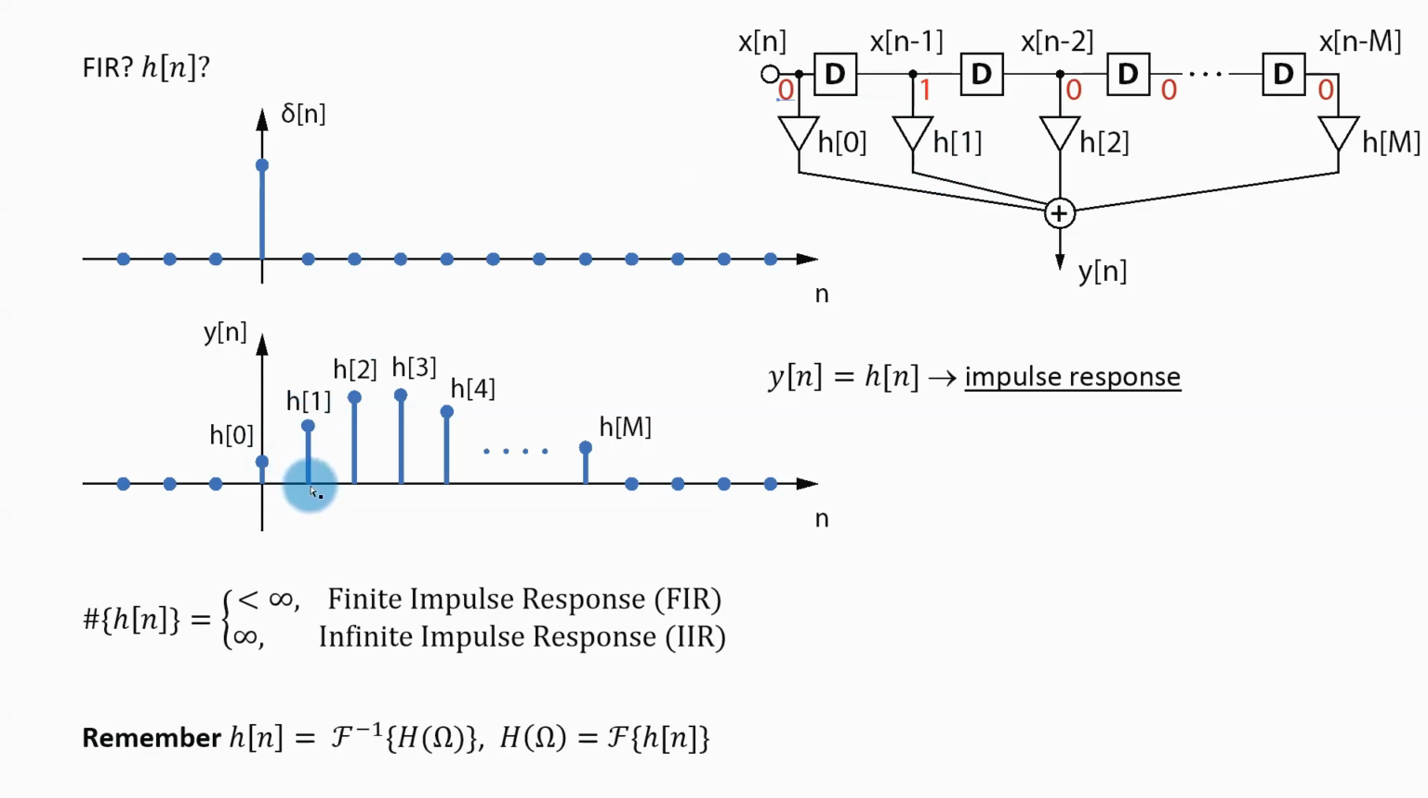Now what happens at time 2? Well, these values will again shift, and 0 comes to the input. So my output will be h of 2 multiplied by 1, and that is h of 2. And that is what you can see here, h of 2. Now this process will repeat itself. This number 1 will travel through this delay line, and at each position it will output this multiplier h of n.